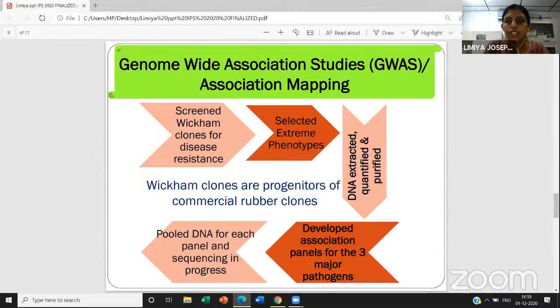These VCAM clones were evaluated both in vitro and in vivo. Screening was conducted and the phenotypic extremes for each of the pathogens were selected and the association panels were developed. That is, the association panel for a particular pathogen consists of the highly resistant clones and the highly susceptible clones. The association panels were later subjected to DNA extraction, and the pooled DNA was subjected to genotyping and population structure analysis. Currently, we are in the analysis part of association mapping.